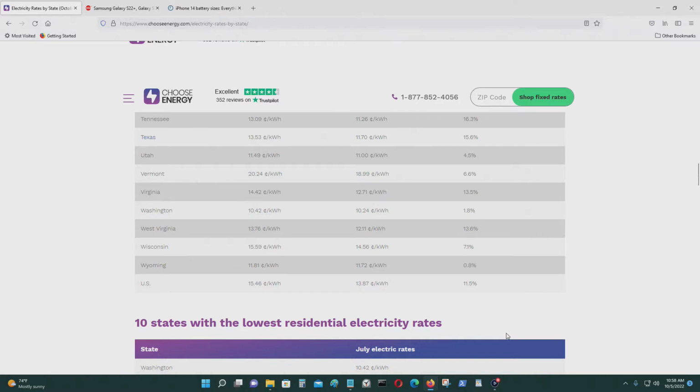So today, I'll be figuring out how much it costs to charge a smartphone battery, whether that be a Samsung Galaxy S22, which is the latest one, or the iPhone 14, which is the latest phone from Apple.